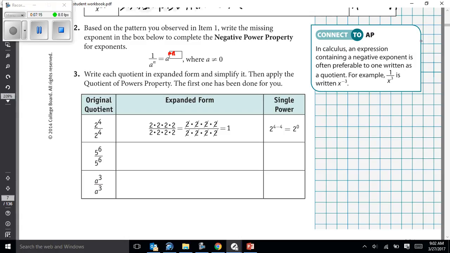So Grace, do you want to come up and do 5 to the 6th over 5 to the 6th? Mom's absent. Barry, do you get to do a to the 3rd over a to the 3rd? And then Jordan, you just want to explain what Grace is doing here real quick?